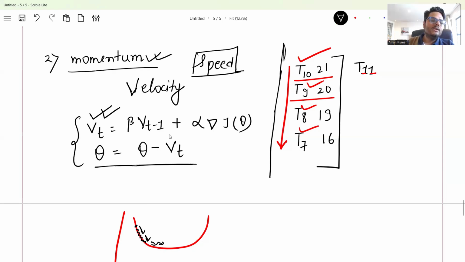Okay. And why will it do so? Because it depends on the speed. So if speed is more, it will reach the optimal point faster.